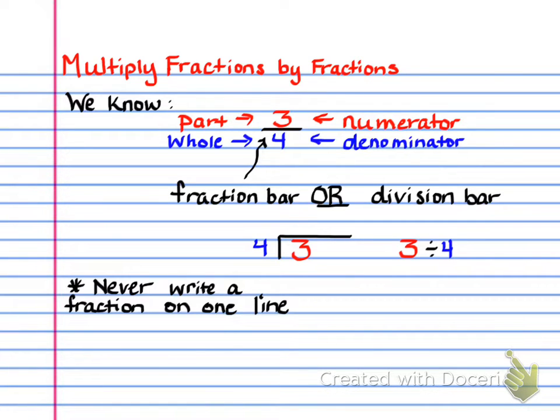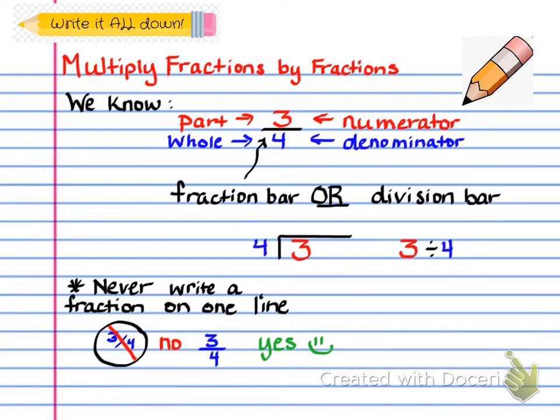So I did make a little note here that says never write a fraction on one line. So what I mean by that is this right here. See how I have 3/4 all on one line with a nice little slant? Do not write your fractions that way, please. I will ask you to redo it. So we are going to say no there, and now I'm going to show you the correct way. The correct way is going to be to write on 2 lines so that when we start cross-simplifying, everything is in its place.